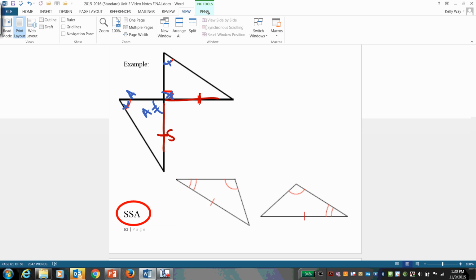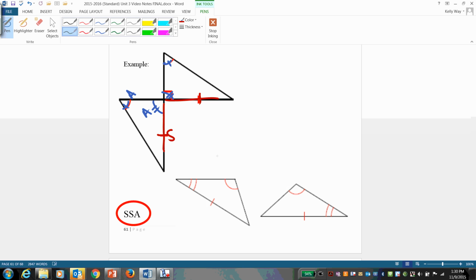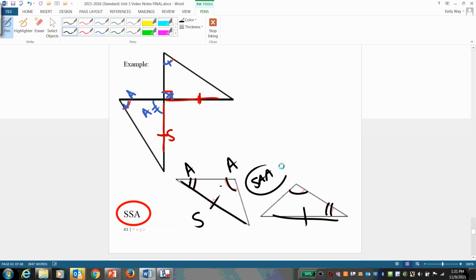Here's another example of what does work. We have a pair of angles, another pair of angles, and then a side. It's a tail of one. So that reads angle, angle, then a side. Or it also reads side, angle, angle. Both of those are good.